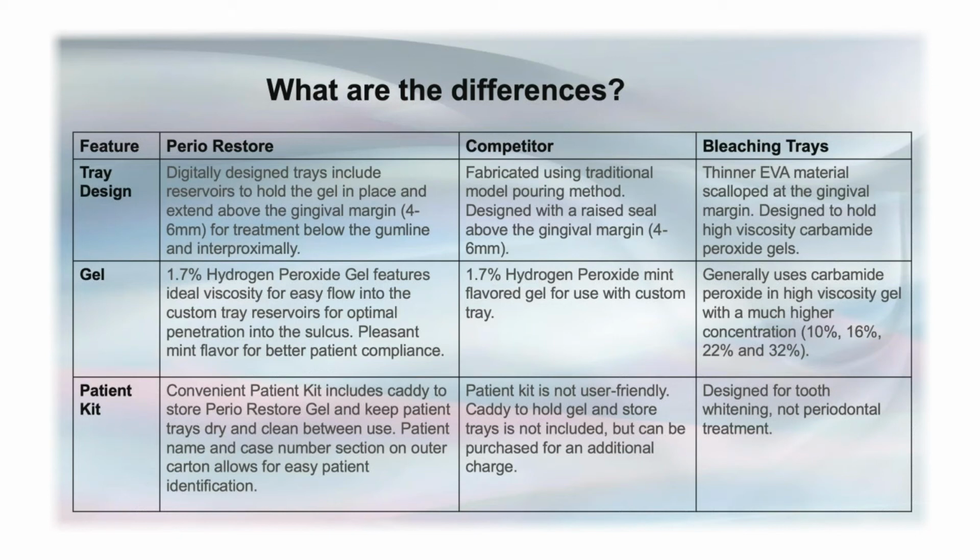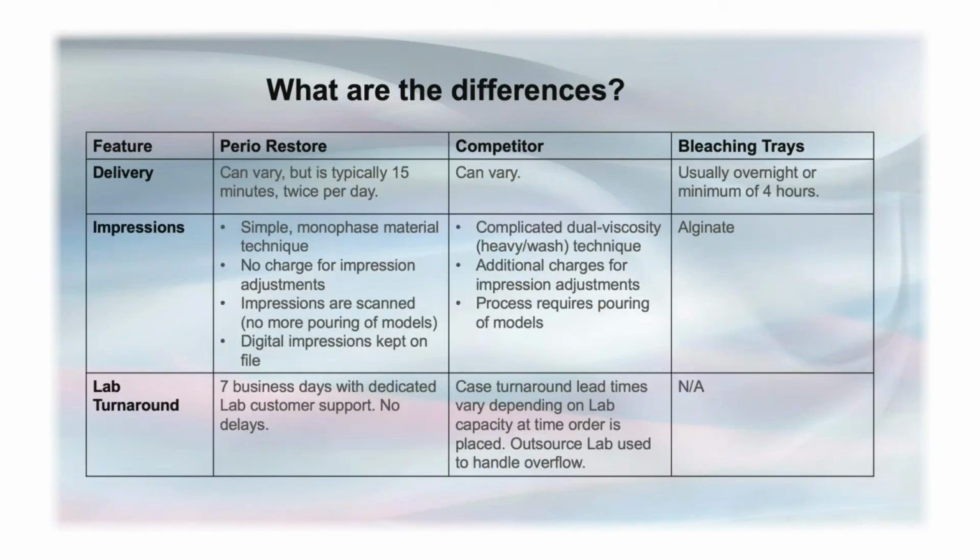And the bleaching is designed for tooth whitening, not periodontal treatment. The delivery can vary, but it's typically 15 minutes with Periodontal twice a day, where the competitor can vary. Bleaching trays is usually overnight or a minimum of 4 hours. Like I said before, Periodontal uses simple monophase material. There's no charge for impression adjustments. The impressions are scanned and they're kept on file for 3 years.